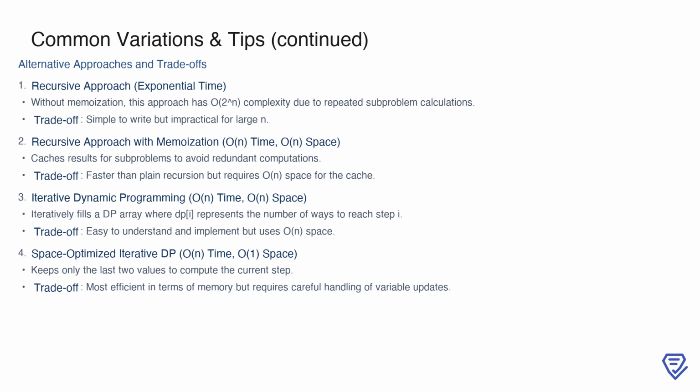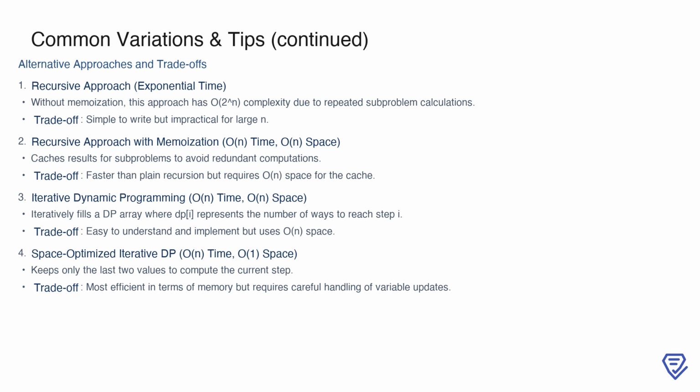Iterative dynamic programming is another option, where you fill a DP array iteratively. This approach is simple and intuitive, but it uses O(n) space for the array. To optimize further, you can use a space-optimized iterative DP solution, which reduces memory usage to O(1) by only storing the last 2 values. While this is the most memory-efficient method, proper handling of the rolling variables is crucial to maintain correctness.